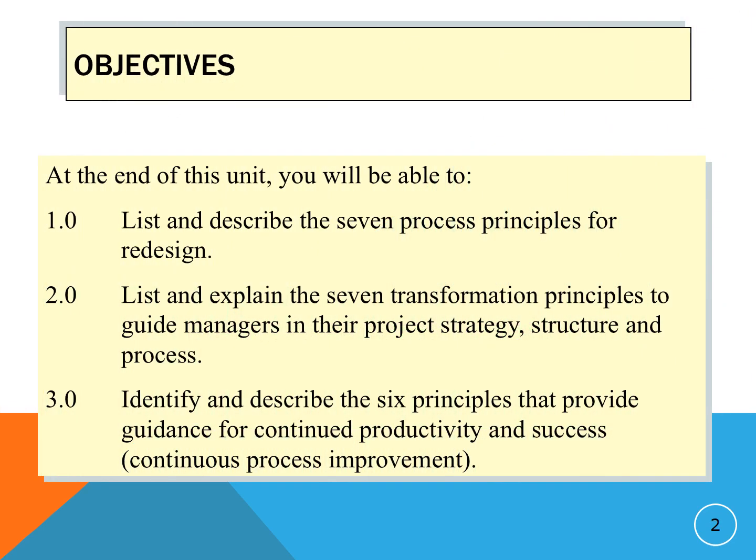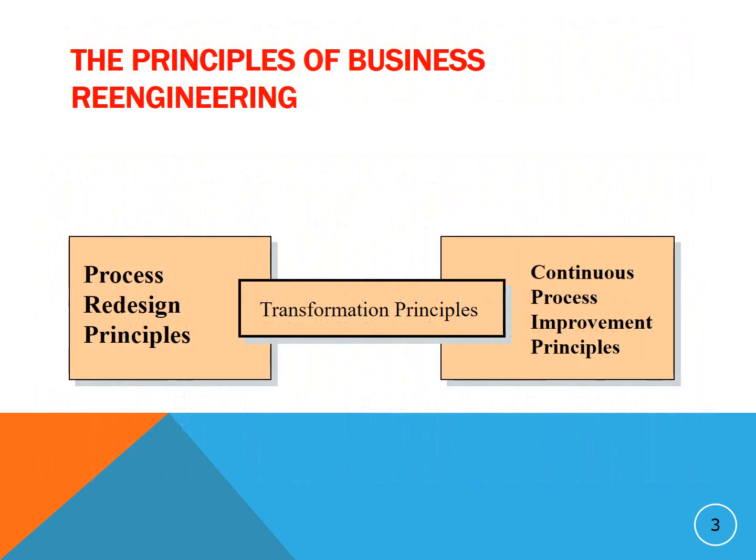So the objectives of this chapter: at the end of this chapter, you will be able to list and describe the 7 process principles for redesign, list and explain the 7 transformation principles to guide managers in their project strategy, structure and process, and identify and describe the 6 principles that provide guidance for continued productivity and success, which is continuous process improvement. There will be 3 principles that we'll look at. First is process redesign principles. Second is transformation principles. And the last one is continuous process improvement principles.